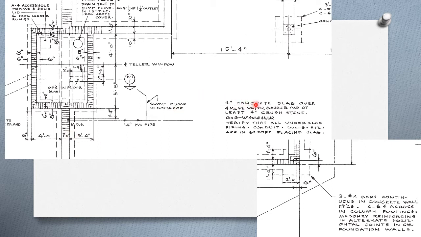The slab specs: a 4-inch concrete slab over 4 mil, and a mil is 1/1000th of an inch, PE, polyethylene vapor barrier, and at least 4 inches of crushed stone. We will talk a lot about maximum and minimum. And when you come up to something that says at least, it means you can have more than 4 inches, but you cannot have less.